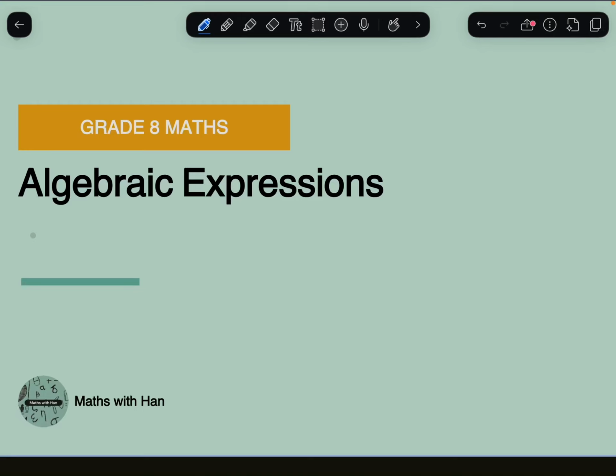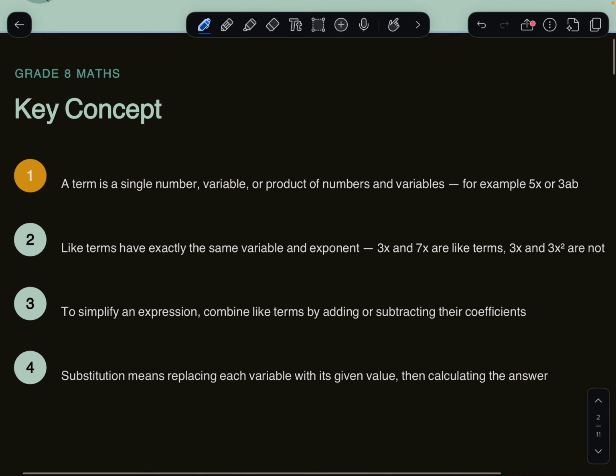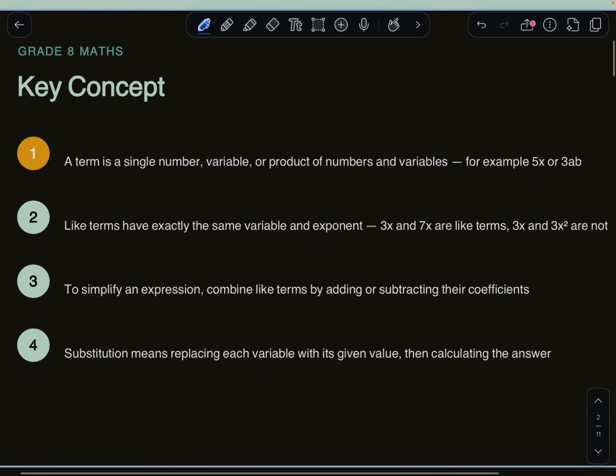Hi everyone, let's take a look at algebraic expressions for grade 8 maths. So jumping straight into it, the key concepts for this topic: a term is a single number, a variable, or a product of numbers and variables.